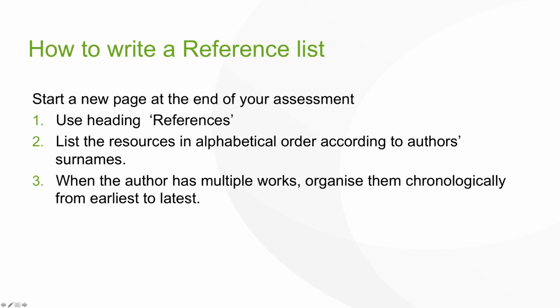So how do you write a reference list? Once you've finished your assessment, start a brand new page. So press enter, enter, enter until you get to a new page. Use the heading References and then list the resources in alphabetical order according to the author's surnames. Now, when the author has multiple works, so for example, if you're using the same author but different texts, you can organize them in chronological order from the earliest text, so for example, 2010, to their latest text, perhaps 2016.